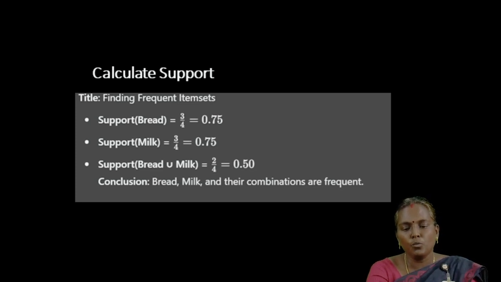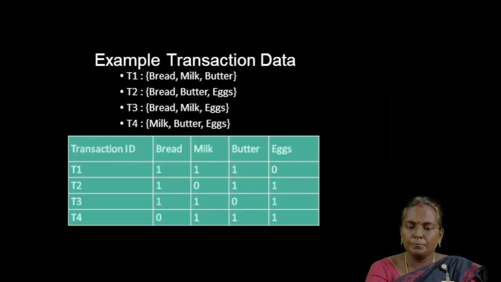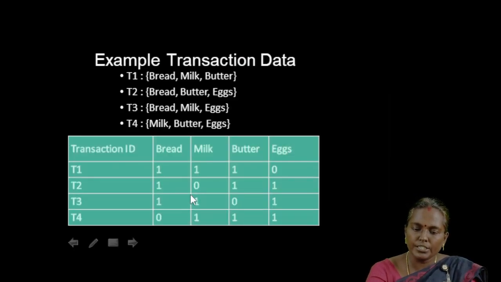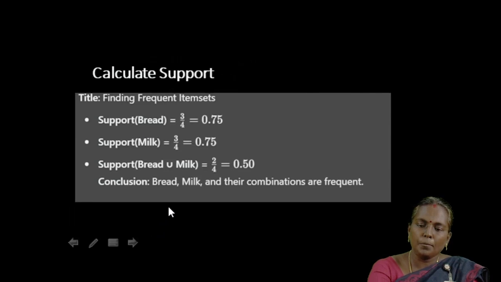So first I am counting the support of bread, which will be equal to how many bread items have been purchased. In these 4 transactions, the number of items is 3. 3 customers have purchased the bread. Total transactions is 4. So the support count becomes 3 by 4.